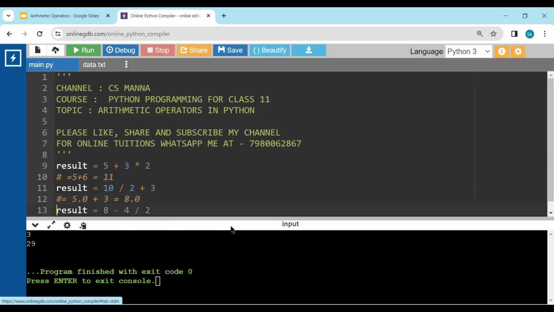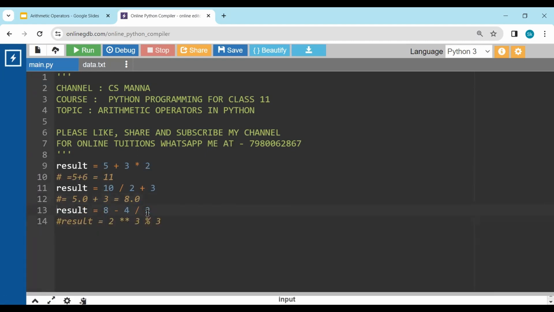Next is this one. Here again you see we have 8 minus 4 divided by 2. But again the rule says first is division. So 4 divided by 2 is 2.0. And remember, if one of the values is a float value, a decimal value, the result will also be a decimal value. So it will be 6.0.